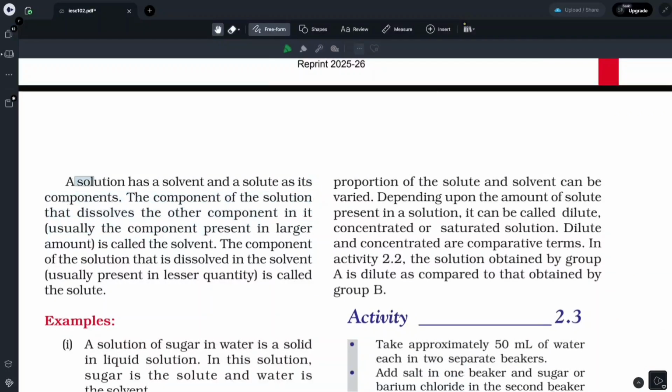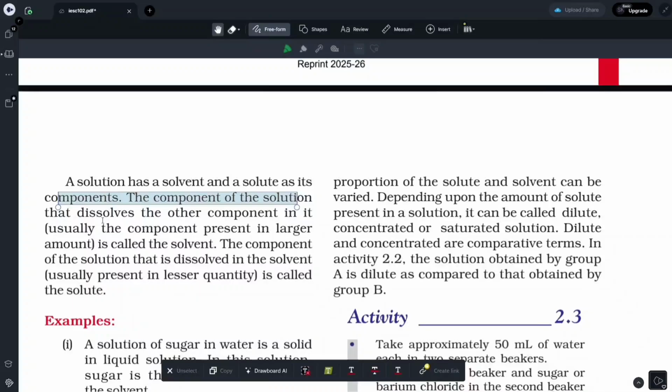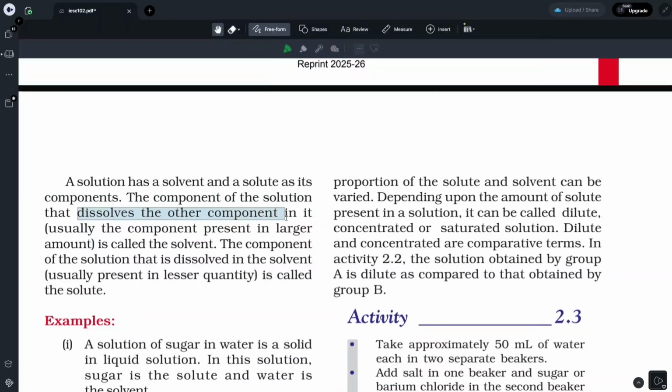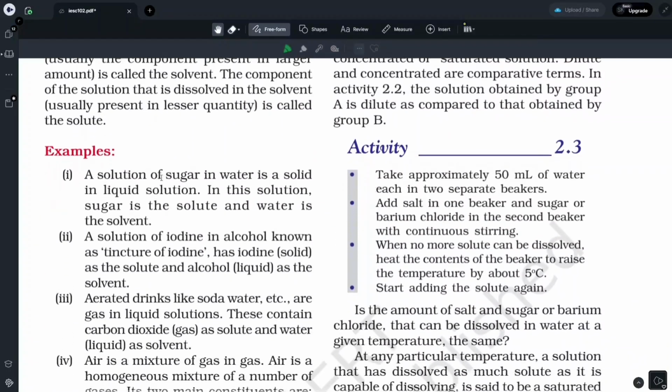A solution has a solvent and a solute as its components. The component of the solution that dissolves the other component in it. Usually, the component present in a larger amount is called the solvent. The component of the solution that is dissolved in the solvent, usually present in lesser quantity, is called the solute. Here are some examples.